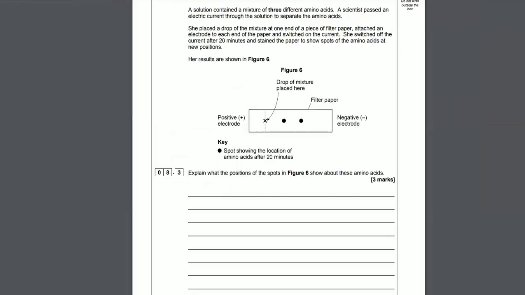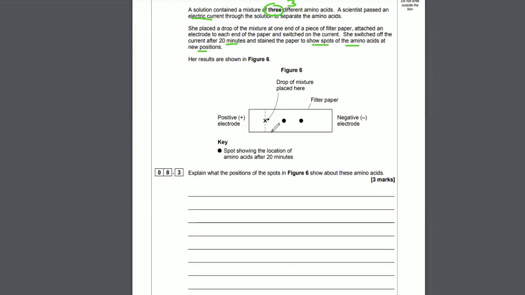All right, last part to the question. A solution contained a mixture of 3 amino acids. That's key. They've put it in bold there. You must circle these in your exam because it means it's part of the answer. A scientist passed an electric current through the solution to separate the amino acids. She placed a drop of the mixture on some filter paper, attached an electrode at one end of the paper and switched the current on.